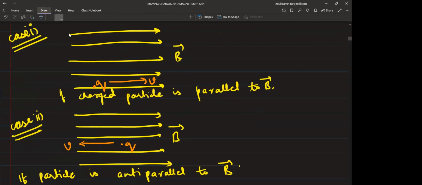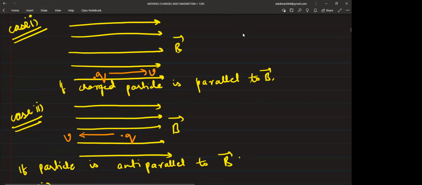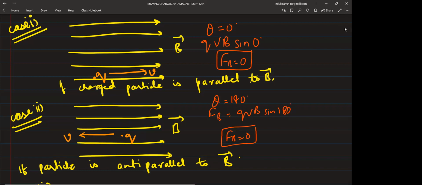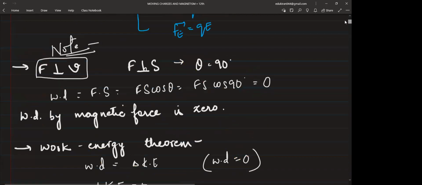One more thing, class. QVB sine theta, this is very common for you to write, right? If theta is 0 degrees, means they are parallel, if the charged particle is aligned to the magnetic field, you have QVB sine 0 degrees, so magnetic force is 0. Same thing if it is anti-parallel, theta is 180 degrees, so FB is QVB sine 180 degrees, and magnetic force is 0. And if it is perpendicular, that's a lengthy case that I'll discuss later. First, write down this.